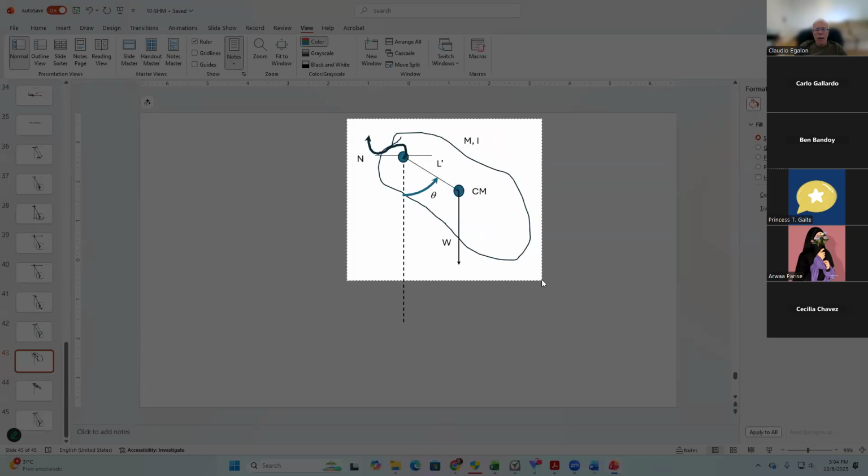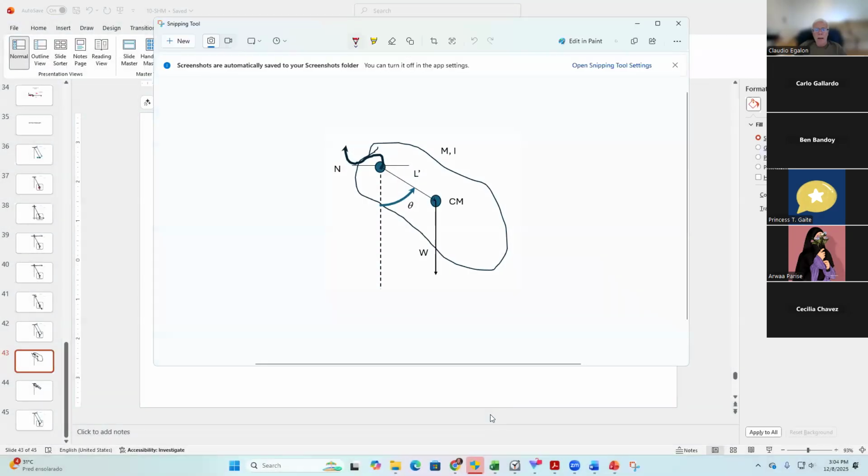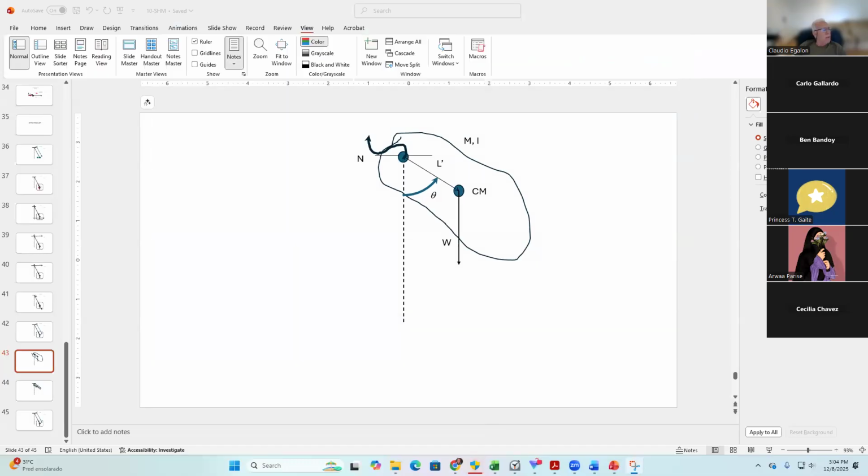And here is a normal force, N stands for normal force, that the point of rotation is applying to the rigid body. Two forces: the weight and this normal force here that I put in the most generic way possible.